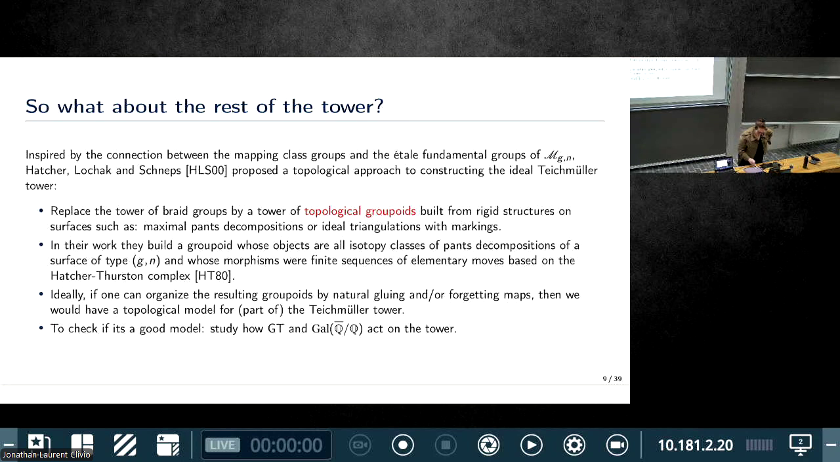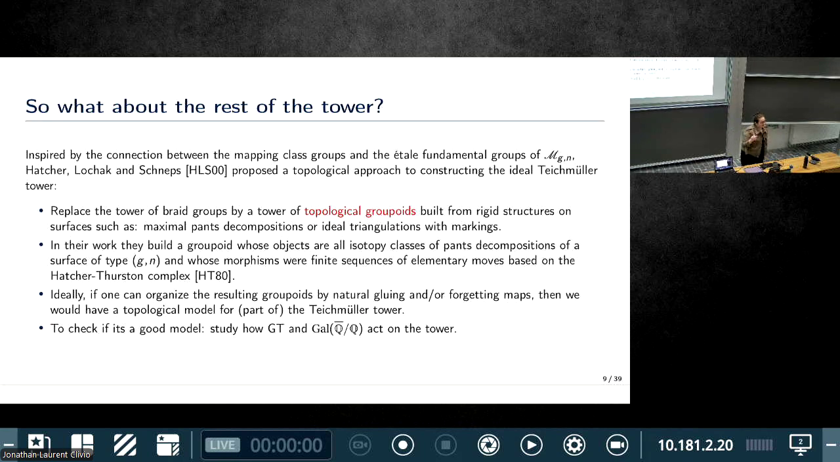All right. So basically, if you can organize these groupoids and include their natural gluing and forgetting maps between them, then you would have some type of topological model for some part of the tower. That's this philosophy, and it's actually quite a nice introduction to this paper that they write, kind of why they're doing this. So if you want to see what this is. And of course, then how would I check if I had a good model for the Teichmüller tower? I need to know how the Galois group acts. And that's really hard.